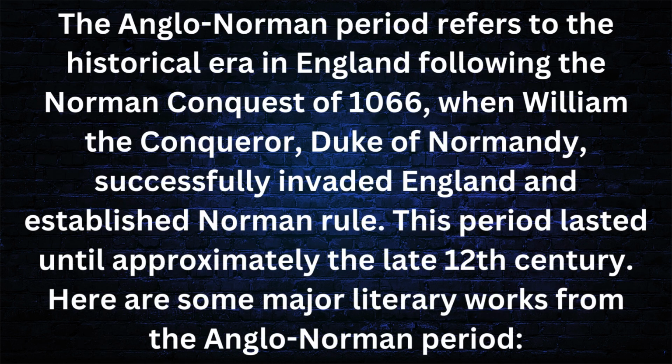The Anglo-Norman period refers to the historical era in English history following the Norman conquest of 1066, when William the Conqueror, Duke of Normandy, successfully invaded England and established Norman rule. This period lasted until approximately the late 12th century. Here are some major literary works from the Anglo-Norman period.